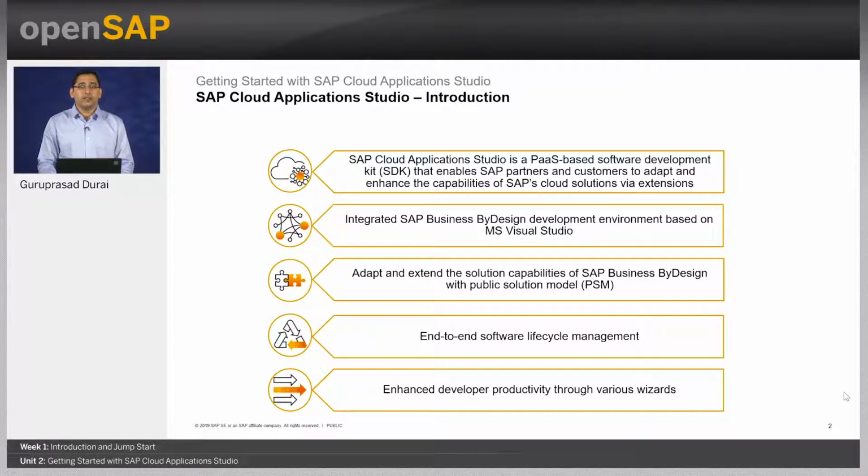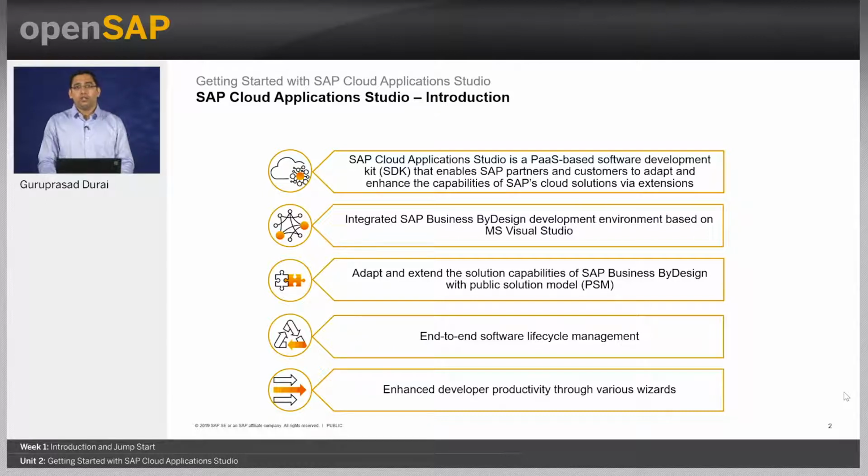SAP Business by Design solution can be adapted and enhanced through the public solution model, which in short is referred to as PSM. This means the standard business object and its attributes like nodes, elements, associations, and actions are exposed to partners and customers through PSM. PSM can be write or read enabled. That is, if any business object is read enabled, the data can only be used for reading purposes, and write enabled means data can be written or modified into the business object. We will see more about PSM when we go into the demo.